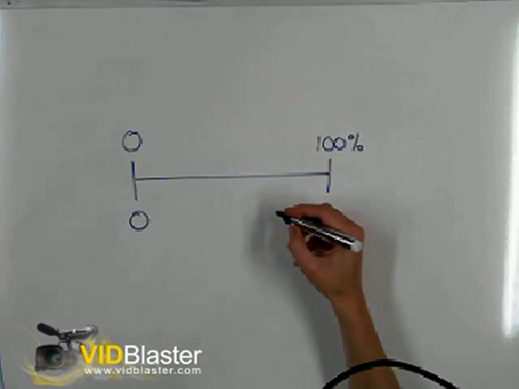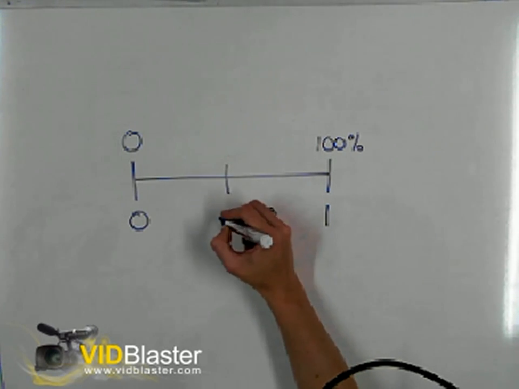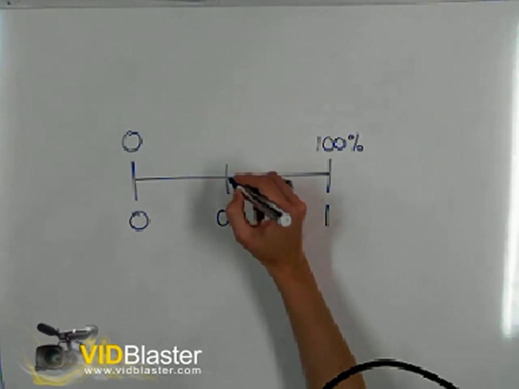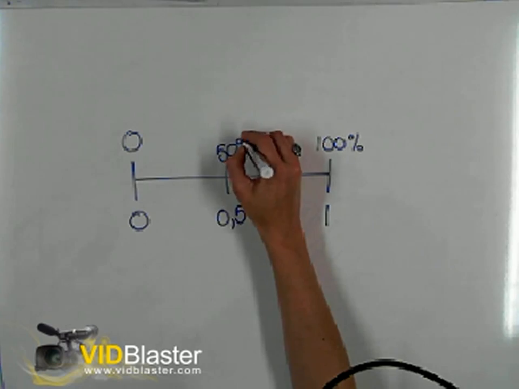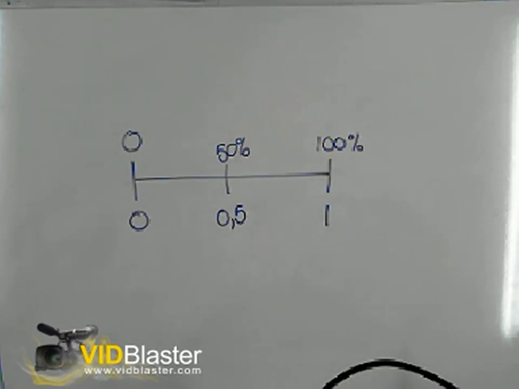So from 0 to 1, we've got decimals. Let's just say we've got a 50% chance of something, 0.5, and that will be 50%. So learners need to be comfortable with converting from percentages to decimals and even fractions.